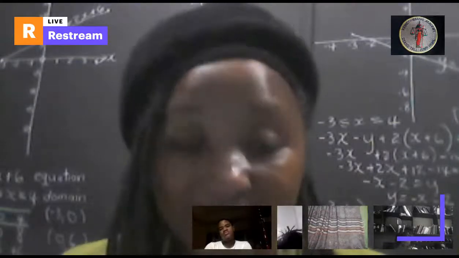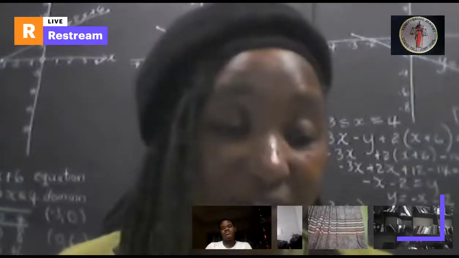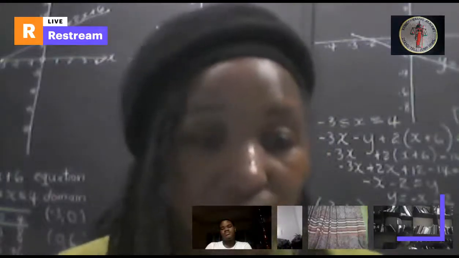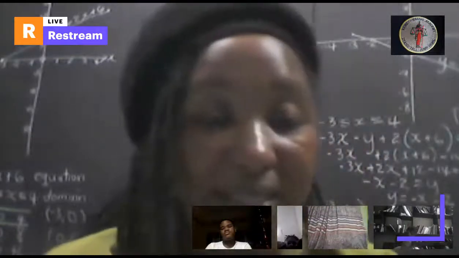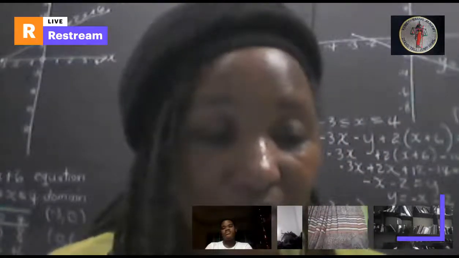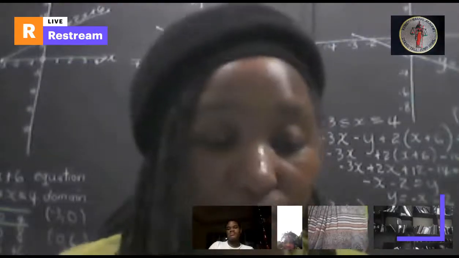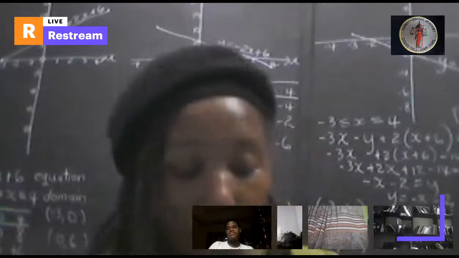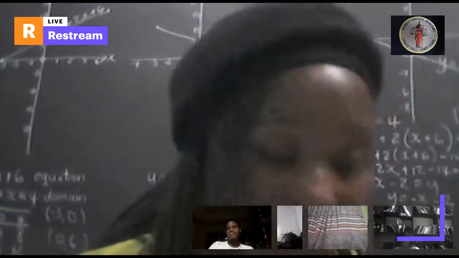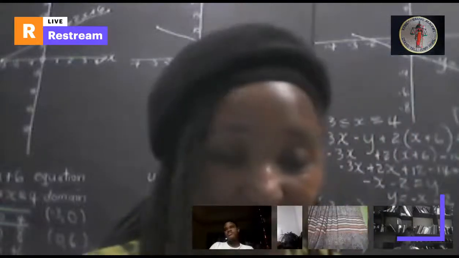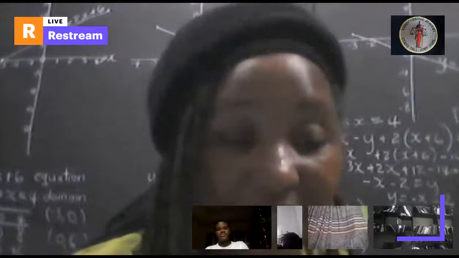The line x equals 4 is a vertical line. Straight down, it cuts the x-axis at the point 4, 0. So it cuts through the x-axis, which means y is 0. Anywhere along the x-axis, once it's a vertical line cutting, y is 0 on the x-axis.